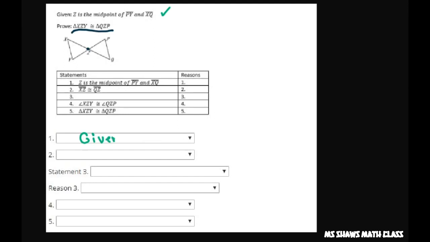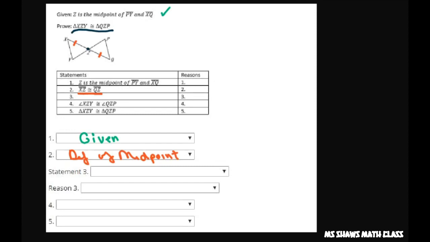Given. Then XZ is congruent to ZQ. And that's because of definition of midpoint. Because the midpoint divides this line segment into two equal congruent parts.